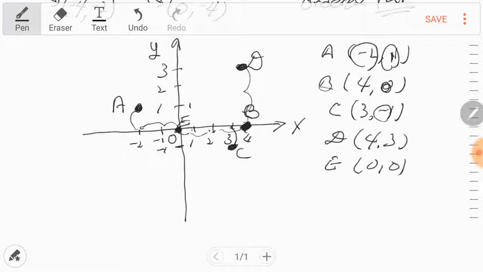Okay, let's try another one. The point F is (-1, -3). So the x value is -1. Move 1 unit to the left. The y value is -3, so move 3 units down. 1, 2, 3 units down. So 1 left, 3 down, and this is the location of the point F. Okay, this was example 1.